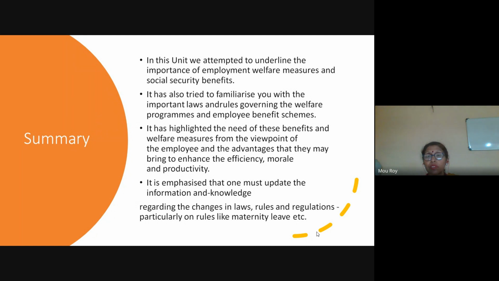Because the first and foremost rule is you have to keep the employees happy. If they are kept happy, then obviously they will give their best. If they give their best, then the employer would provide some benefits for them. So it is emphasized that one must update their information and knowledge. As an employee or as a candidate, you should be very much aware of the benefits being provided by the companies.